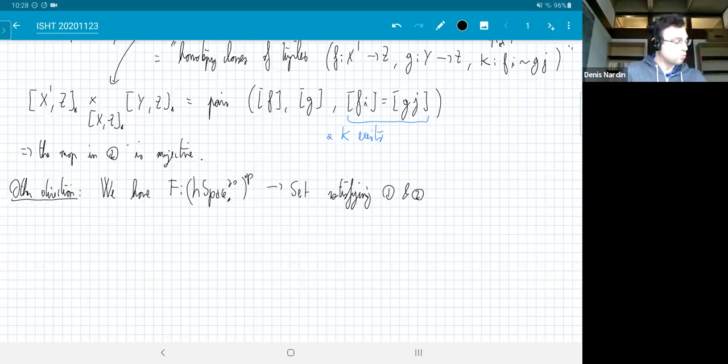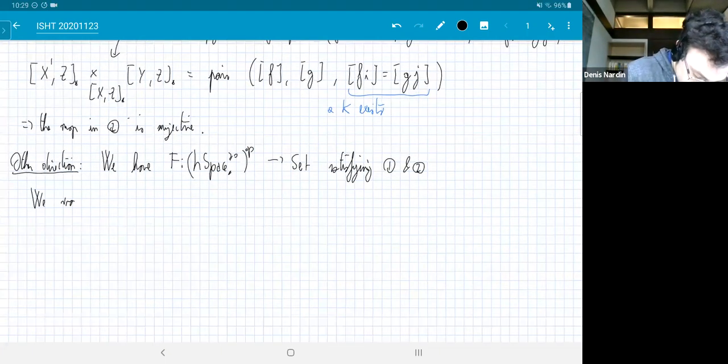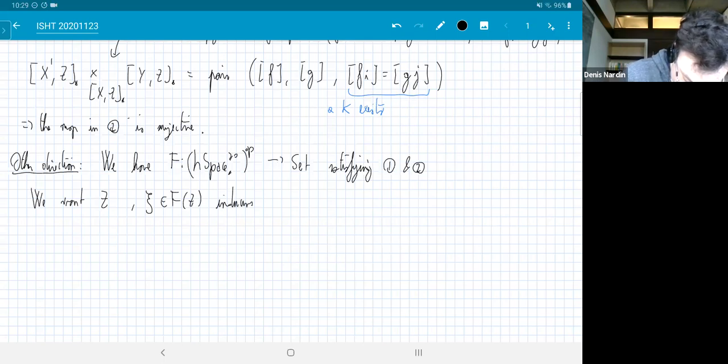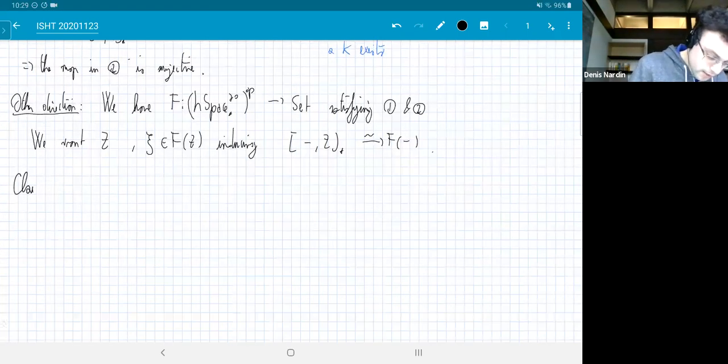The trick is going to prove something both weaker and stronger at the same time. So what do we want? We want a Z and a psi in F of Z, inducing by Yoneda a map such that the pullback of psi induces an equivalence. We are going to prove something weaker and stronger at the same time. So let me write the claim that we're going to prove.